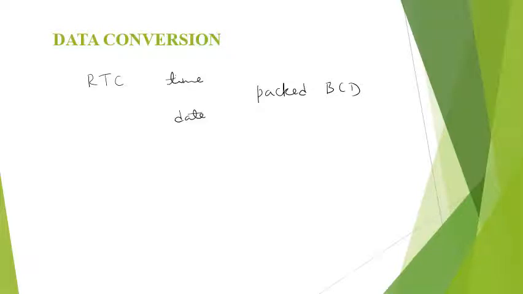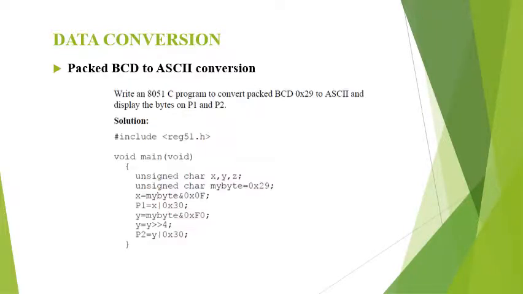If this data has to be displayed on an LCD device, then it has to be in ASCII format, or if it has to be printed by the printer, then it should be in ASCII format. So we require the conversion from packed BCD to ASCII. The first data conversion we have is packed BCD to ASCII. A packed BCD number should be converted to unpacked BCD and then to ASCII.